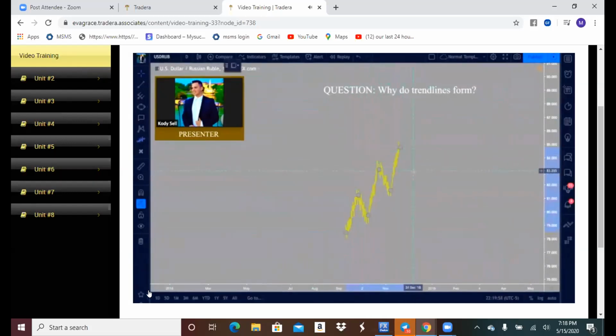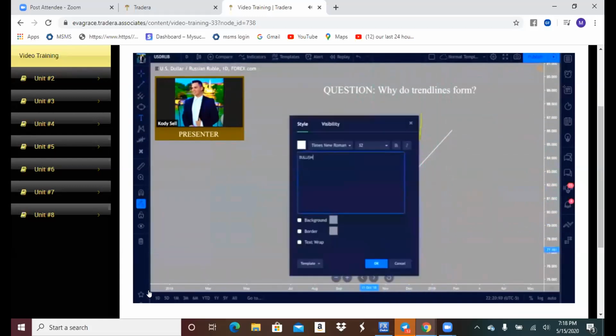So here is our uptrend. All right, and then we're going to draw our trend line for this uptrend. So let's connect these here. Okay. So to understand why trend lines form, we need to understand a little bit about market psychology, supply and demand, and market participants. Right now, we can conclude that the market is bullish.